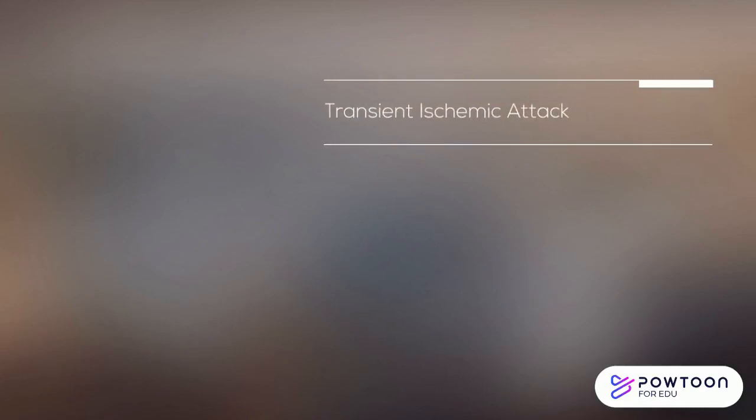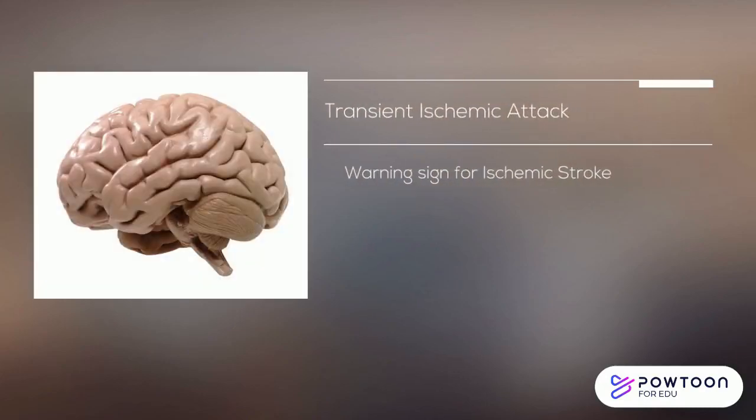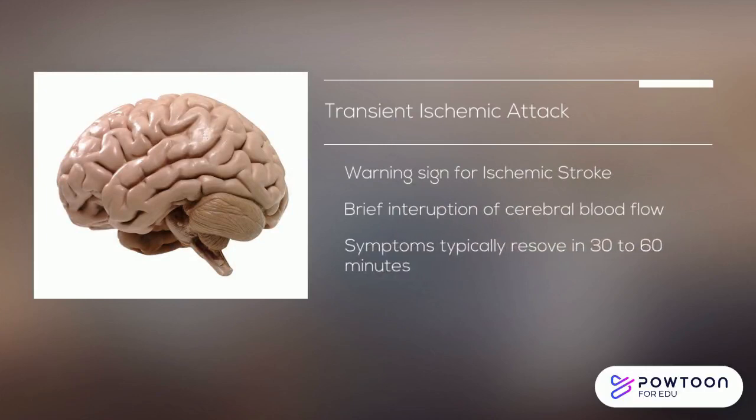A transient ischemic attack, otherwise known as a TIA or mini-stroke, can be a warning sign for an ischemic stroke. It's a brief interruption of cerebral blood flow, and the symptoms will typically resolve in about 30 to 60 minutes, often before the patient arrives at the hospital.